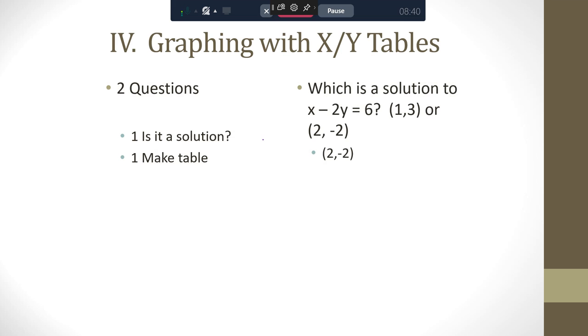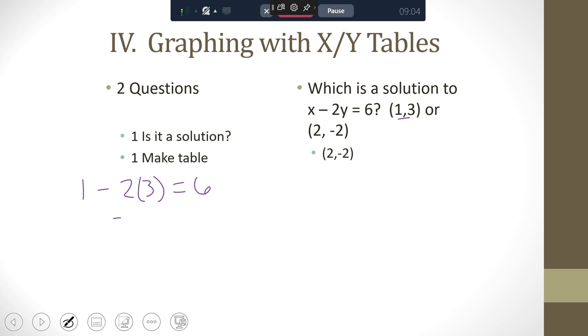So what do I have to do with those ordered pairs to figure out if they are solutions? Yes, we have to substitute them in for x and y. So I'm going to take my first ordered pair, which is 1, 3, and substitute it in. Instead of an x, I'm going to put a 1. Instead of a y, I'm going to put in a 3. And we're going to simplify.